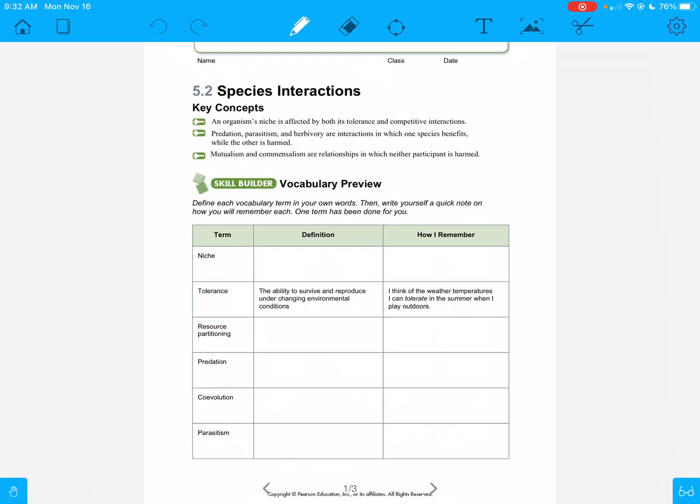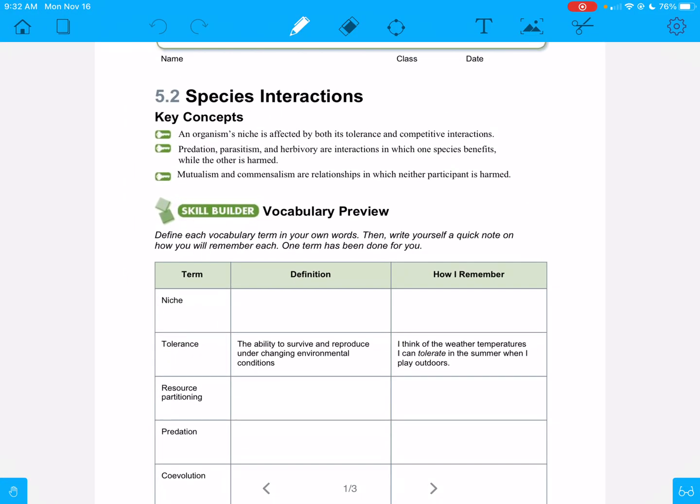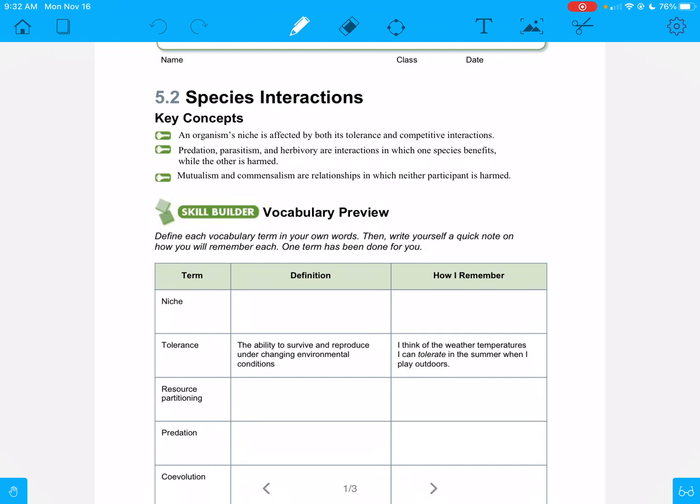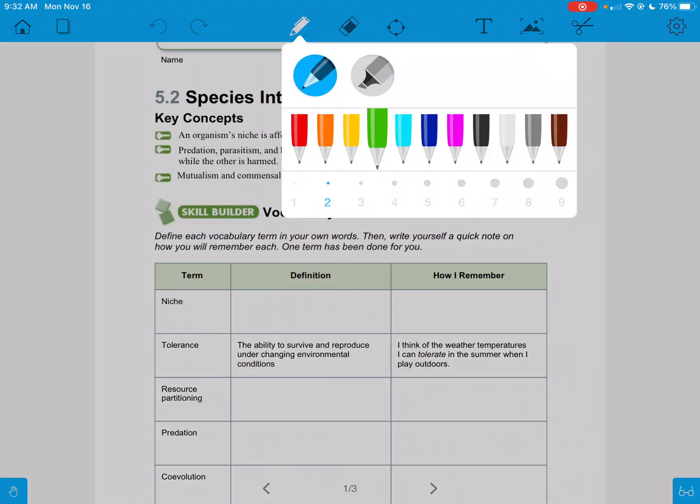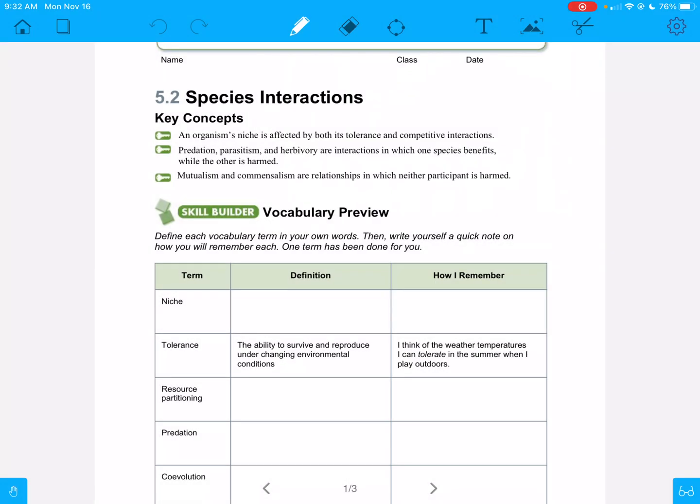Hello everyone, we're going to be looking at the Environmental Science Section 5.2 Species Interactions Study Guide. And I want to go through and actually give you the answers to these things, so it might be a good idea to follow along and see what you can come up with. And yeah, get this assignment done, right?